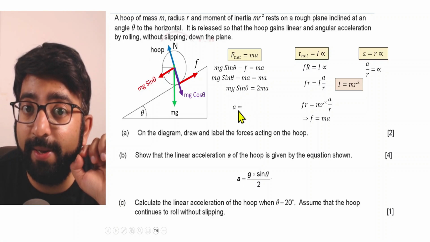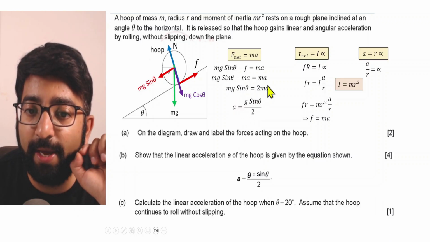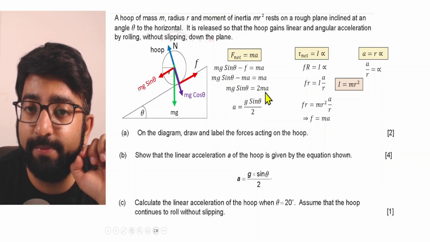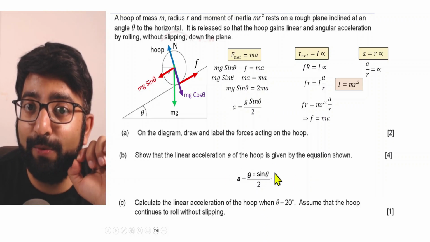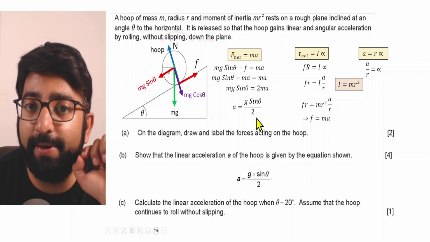And from here, if we make acceleration the subject, we will get g sin theta upon 2, as m will get cancelled from left and right. And this is the expression which the question wanted us to derive. Linear acceleration of the hoop will be g sin theta by 2.